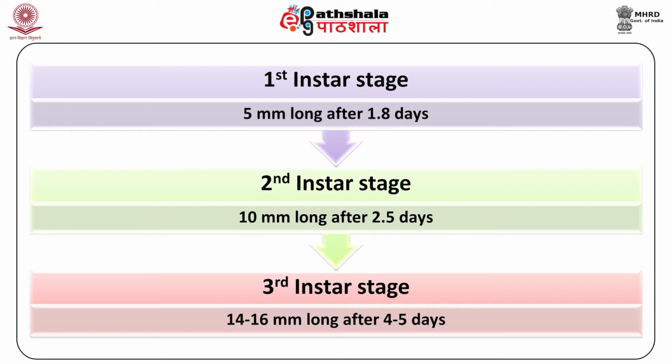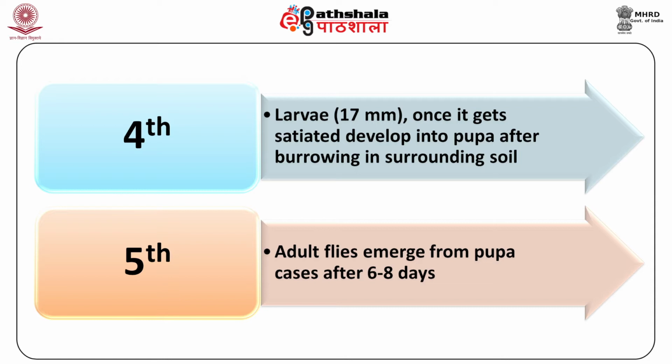The third instar stage is 14 to 16 millimeter long, and that happens after 4 to 5 days. Then the fourth stage in the developmental stage, in the metamorphosis stage, the larvae, that is around 17 millimeter of size, once it gets satiated, they develop into pupa after burrowing in the surrounding soil. And then the fifth stage is the adult flies emerge from pupa cases after around 6 to 8 days.